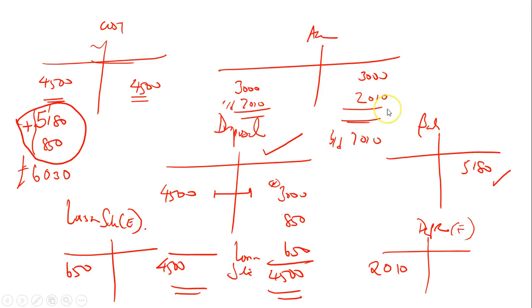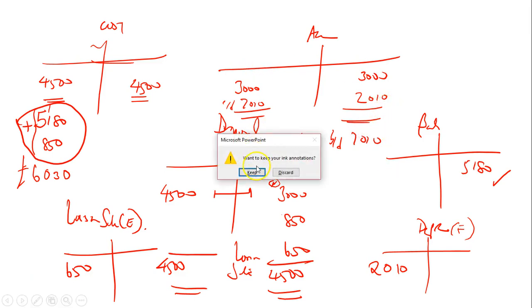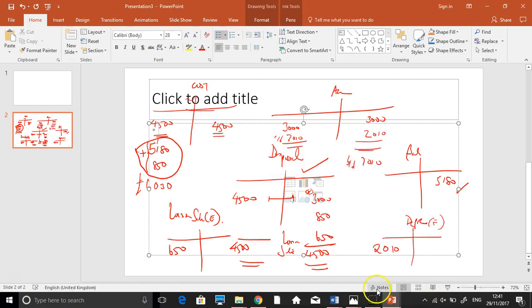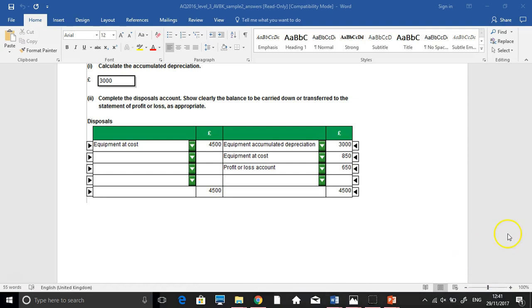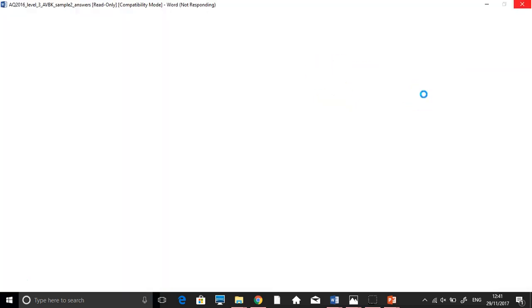I think you sent me the answers. Let me have a look and see what they've done. So that's the equipment, the accumulated depreciation. Right, okay, sorry. The accumulated depreciation is just for the first set of equipment. So they're not even asking us to depreciate the new equipment. They just want you to depreciate the old equipment. And that was the 3,000 we calculated earlier.